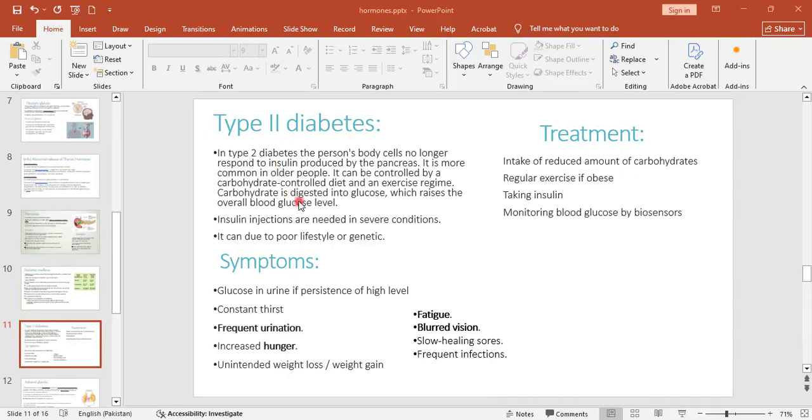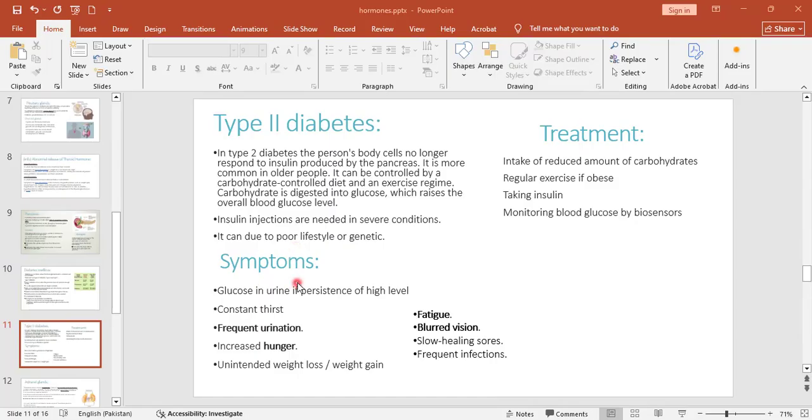This kind of diabetes occurs in older people. It can be controlled by my lifestyle. I'm not using insulin injections forever; they are used in severe conditions. It can be due to poor lifestyle or genetics, like having a habit of eating sugary food, or not being very active, not exercising, not playing, not doing workouts. So you may later on have a problem with diabetes type 2.